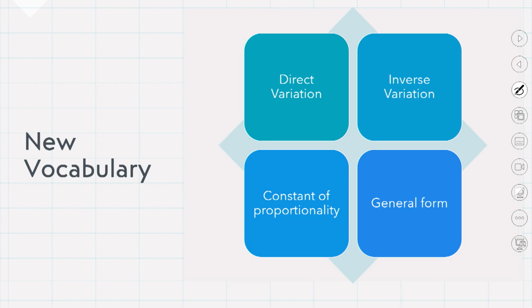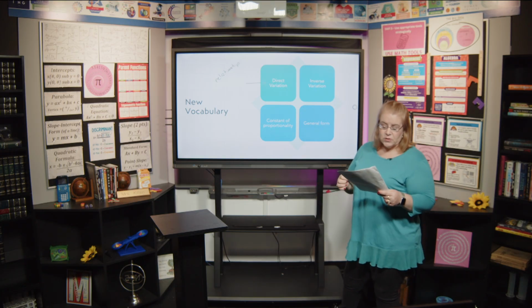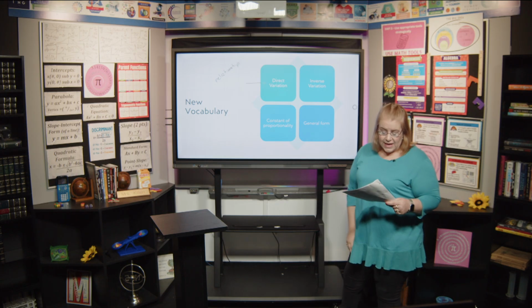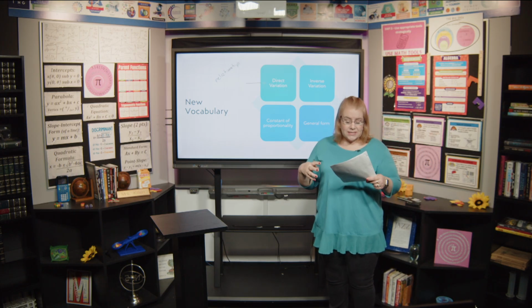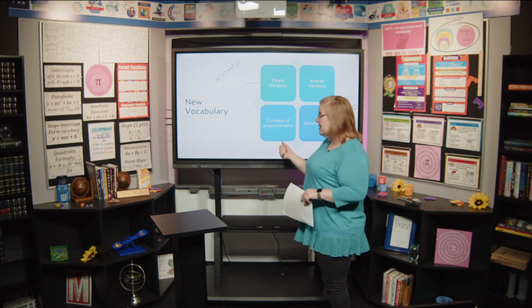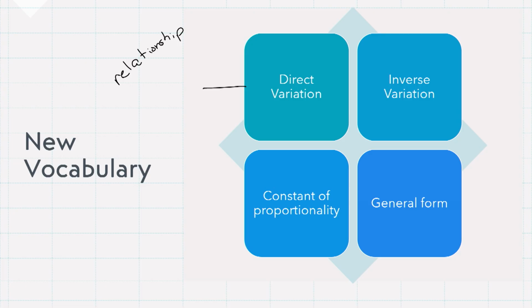So some new vocabulary that we really need to make sure that we're understanding. The first one is direct variation. Now this direct variation is a relationship. Everything in this Algebra 1 so far has been about a relationship. So this relationship is between the two variables, my independent and my dependent, or my x and my y variables, and it's where one is being multiplied to the other at a constant rate. Now, we've learned what the constant rate is. That's my constant of proportionality, and we've seen this before. And that is our direct variation.